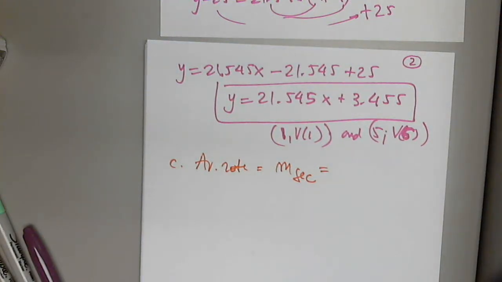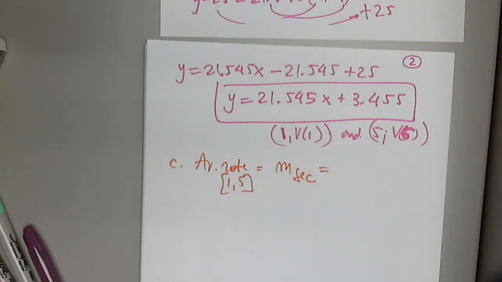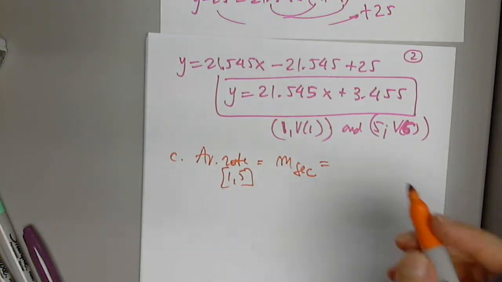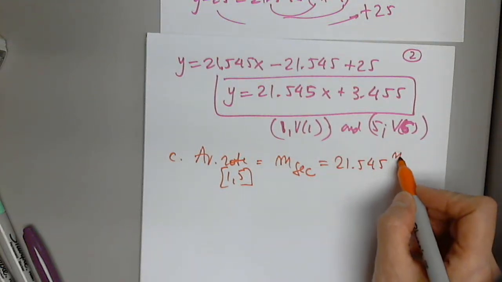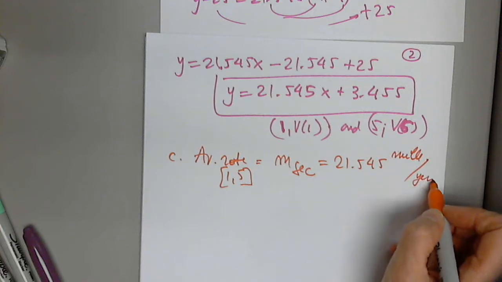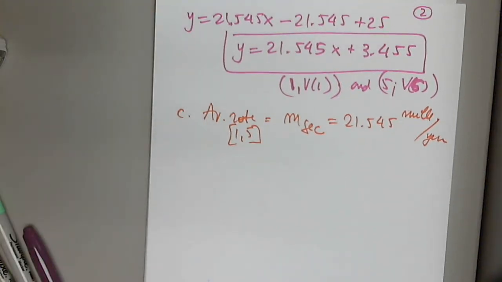The average rate of change between 1 and 5 is the slope of the secant line, and it's 21.545 million per year. Okay, part D. Repeat parts B and C for the following pairs of points. I'm not going to graph all of those unless you want to, but in part D we want to create a table. Let's create a table.